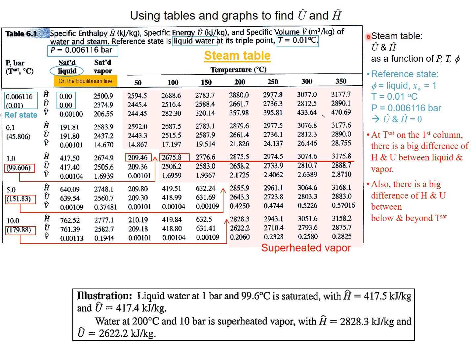From the steam table, you could read the value of internal energy and enthalpy, or moreover specific volume, as a function of pressure, temperature, and phase. In this table, the reference state is fixed at the triple point, and at the triple point of this temperature, pressure, phase, and composition, the energy term is 0, because we have taken that point as the reference state. At the saturated temperature on the first column, there is a big difference of enthalpy and internal energy between liquid and vapor, of course. Also, there is a big difference of enthalpy and internal energy between below and beyond the saturated temperature.